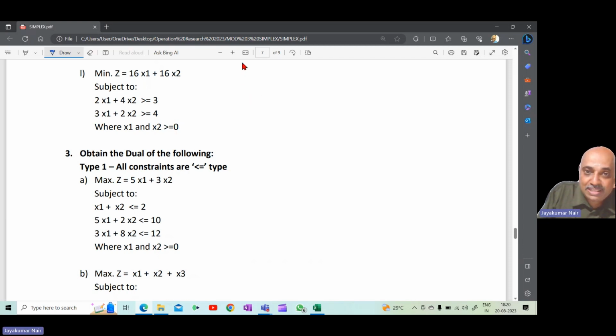So the first step is you have to see what your objective is. Your objective is minimization. If it is a minimization problem, you have to see whether the constraints are in tune with the objective function. That's your first step. If it is a minimization problem, you must have at least one constraint greater than or equal to. In this question, both the constraints are greater than or equal to. Therefore, the constraints are in tune with the objective function.